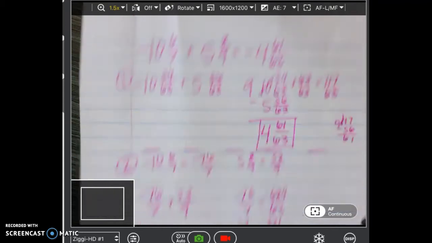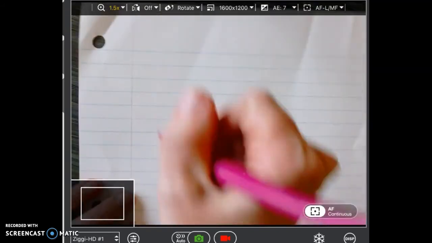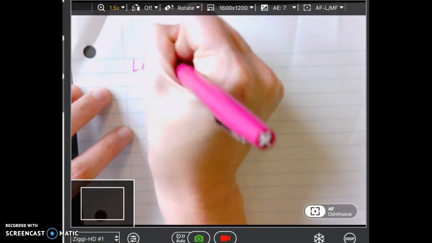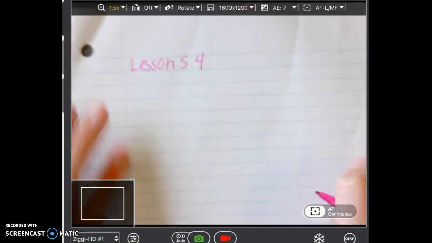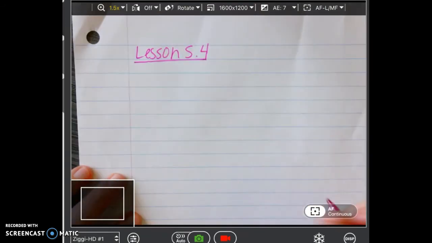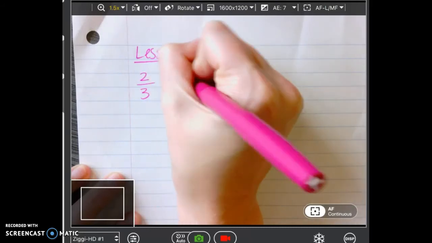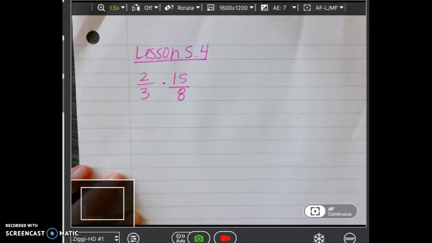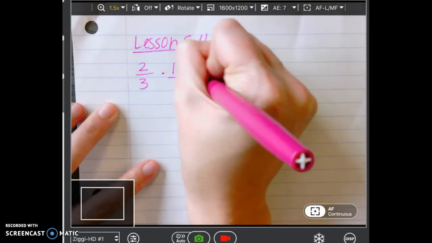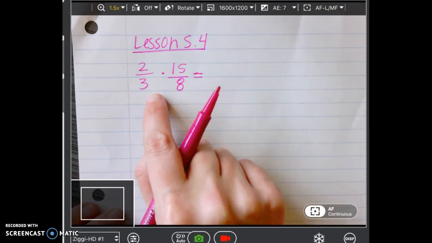So lastly, today in class, or tomorrow, depending on when you have math, we did lesson 5.4, which was multiplying fractions. Multiplying fractions was nice because you did not need a common denominator, right? So for example, if we have 2/3 times 15/8, 2/3 times 15/8.